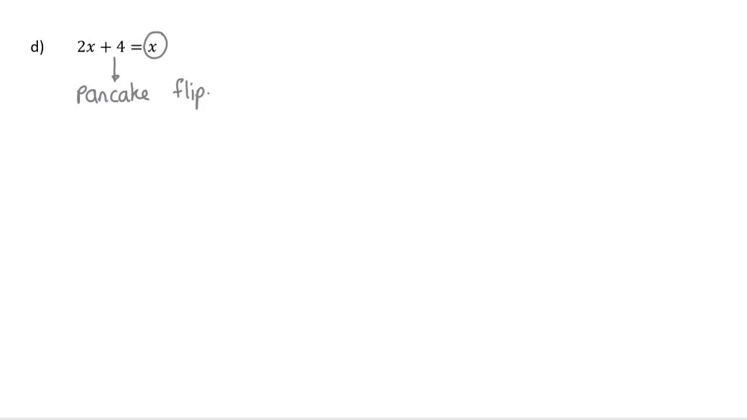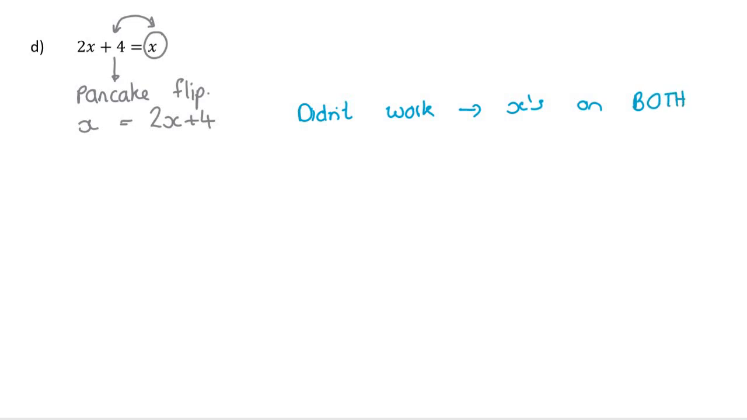So I say, great, I'm going to put the x on this side, and I'll swap the other side over, which is 2x plus 4. And what do you know, I have exactly the same problem. Now, why am I having the same problem? This didn't work because for the first time, I have x's on both sides of the equation. So the moment you have x's on both sides, if you pancake flip it, you're still going to have x's on both sides.